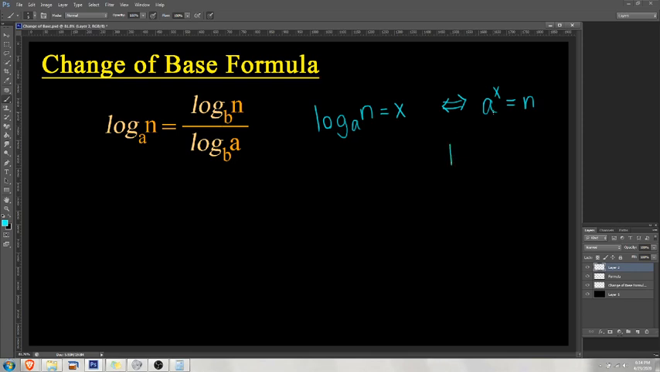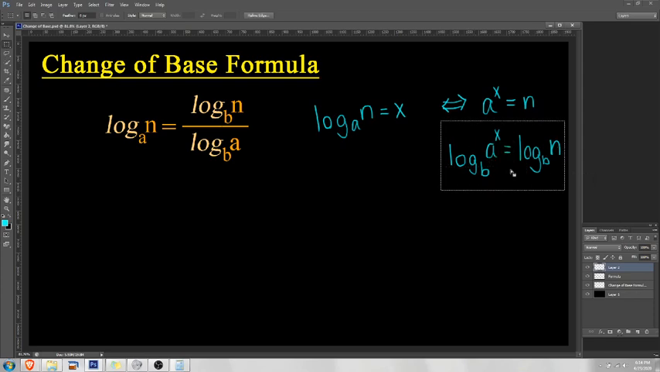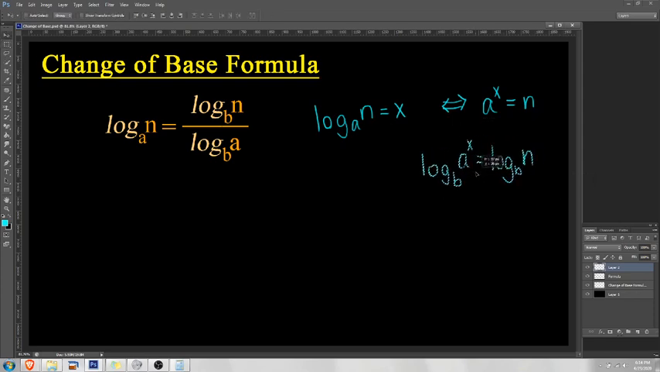I'm going to apply log base b to this side of my equation. So log base b of a to the x, and if I do it to the left side, in order to stay balanced, I need to do it to the right side as well. So log base b of n. I didn't give myself much room, so I'm going to go ahead and move this over. Okay, so that is the first step.